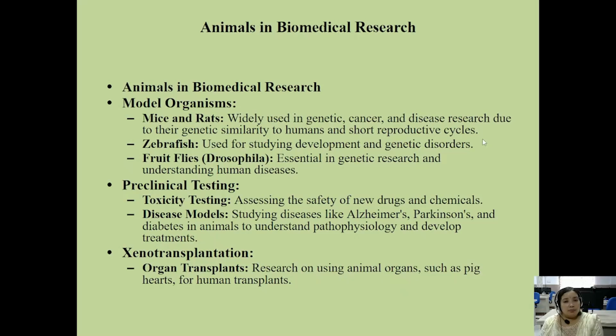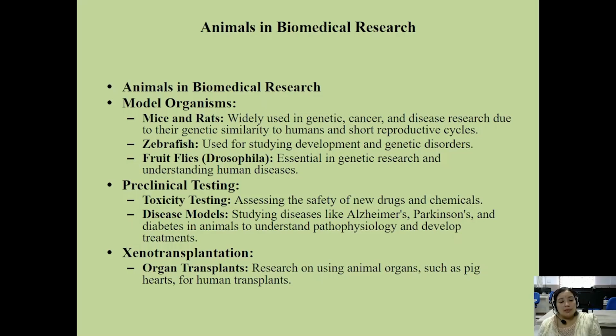Then come to animals in biomedical research. Model organisms are there. Mice and rats are widely used in genetics, cancer, and disease research due to their genetic similarity to humans and short reproductive cycles. Zebrafish are used for studying development and genetic disorders. Fruit flies are essential in genetic research and understanding human disease. Preclinical testing is toxicity testing, assessing the safety of new drugs and chemicals. Disease models study diseases like Alzheimer's, Parkinson's and diabetes in animals to understand pathophysiology and develop treatments.